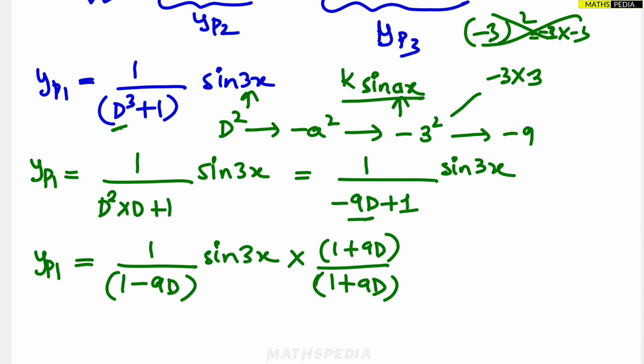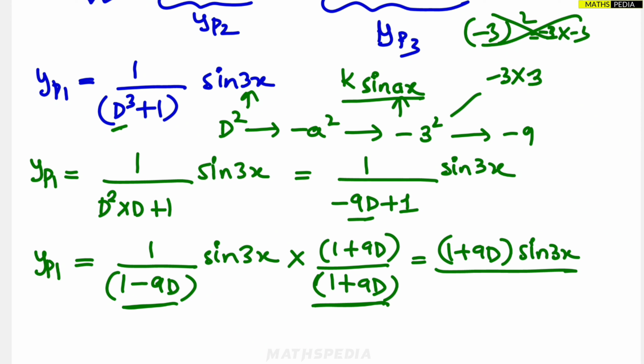So it will become, denominator if you observe, it will become a square minus b square, because this is a minus b into a plus b. So the numerator part will be 1 plus 9D into sine 3x divided by denominator part a square minus b square. So 1 square is 1 minus 9D the whole square, it is 81D square. Directly I have written 9D the whole square, which is nothing but 81D square. So a square minus b square.